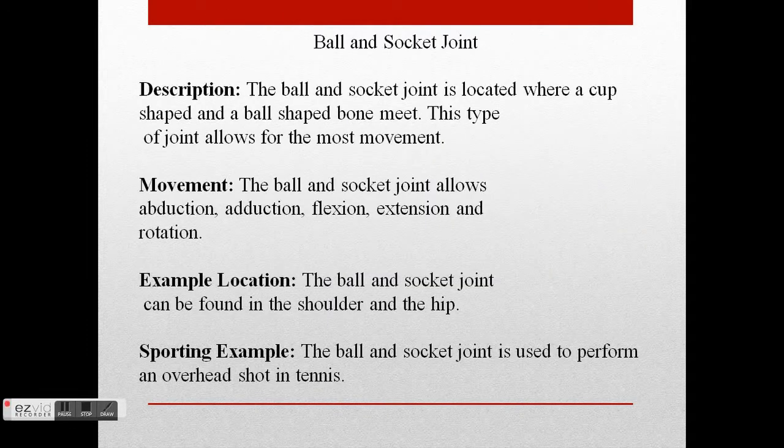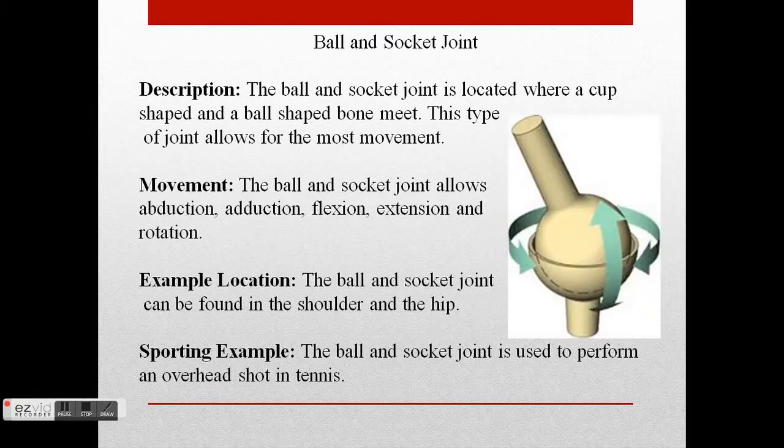The ball and socket joint is located where a cup and a ball-shaped bone meet. This type of joint allows for the most movement. The ball and socket joint allows abduction, adduction, flexion, extension, and rotation. The ball and socket joint can be found in the shoulder and the hip. The ball and socket joint is used to perform an overhead shot in tennis.